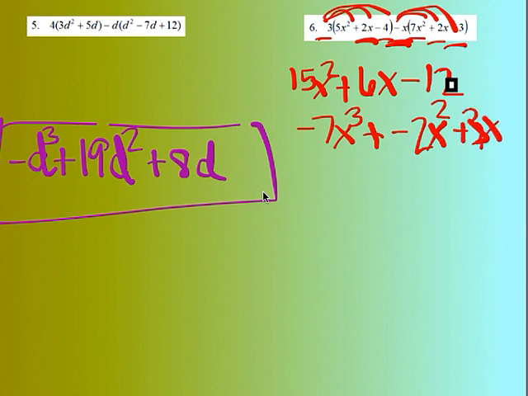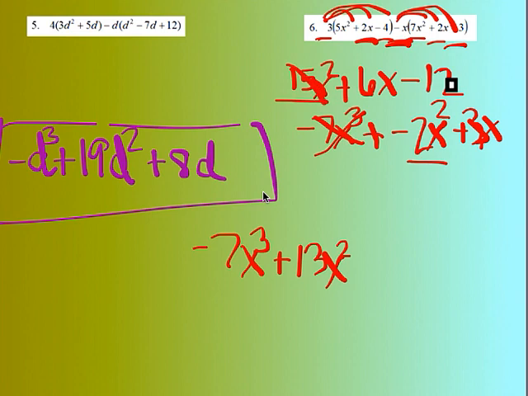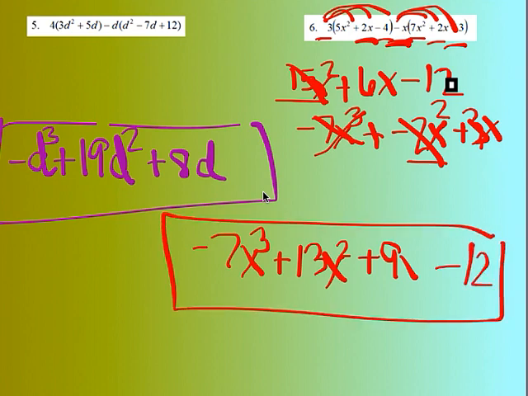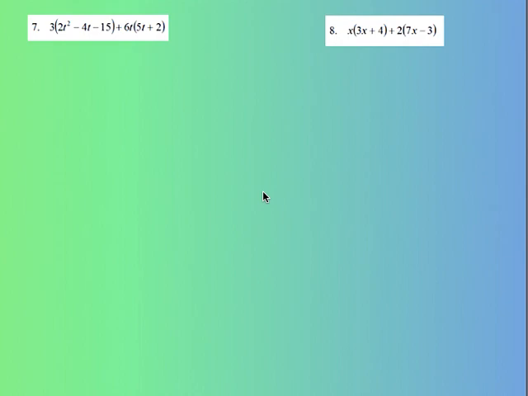So now, in order for us to get this in standard form, it needs to be written with the descending exponents. So first of all, negative 7x cubed. X cubed is my largest exponent, so that's going to come first. Next, I'm going to have 15x squared minus 2x squared, and that's going to give me 13x squared. And then I'm going to have 6x plus 3x, which is going to give me 9x. And last but not least, I'm going to have minus 12. So that right there is your final answer for number 6.